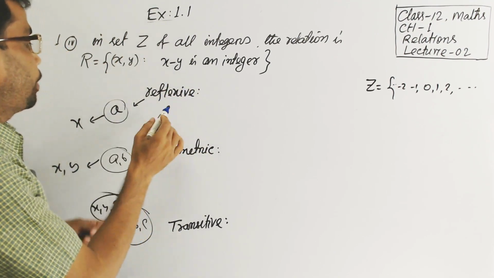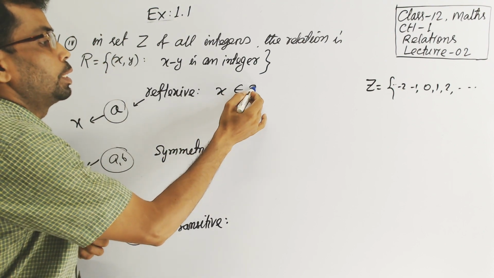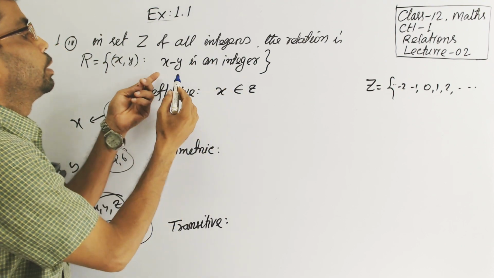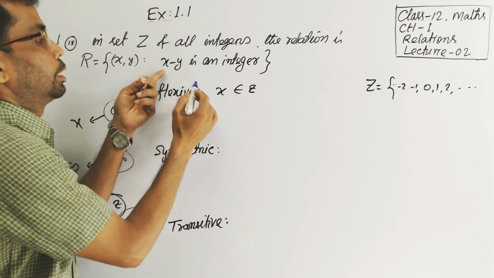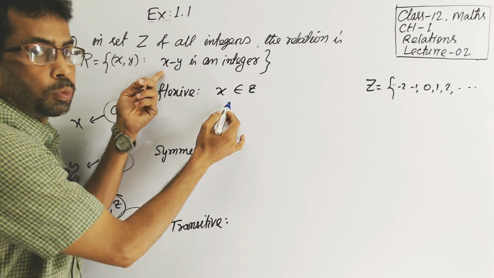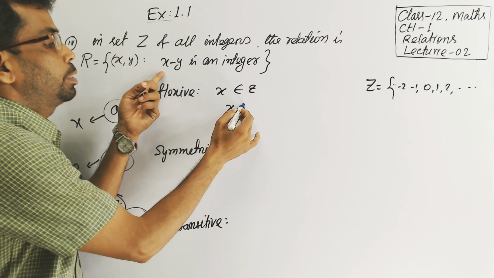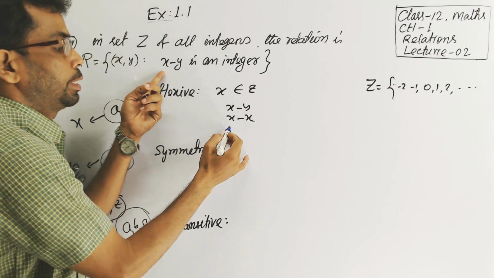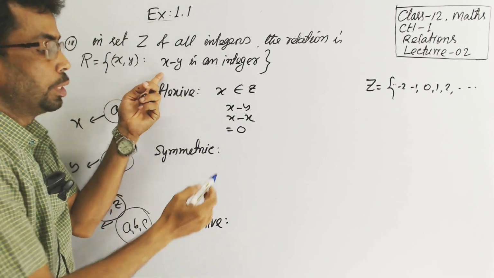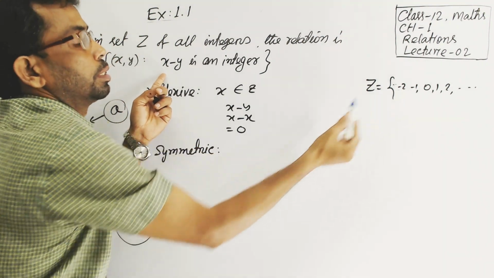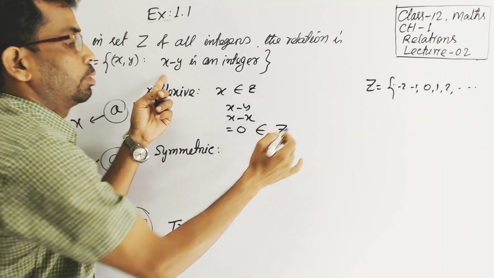For reflexive, taking only x belongs to Z, integers, then x minus y is an integer. Here x is x and y also is x. We are taking the same element. So x minus y, that is x minus x, is coming 0, and 0 belongs to the set of integers. It is there in the set of integers.